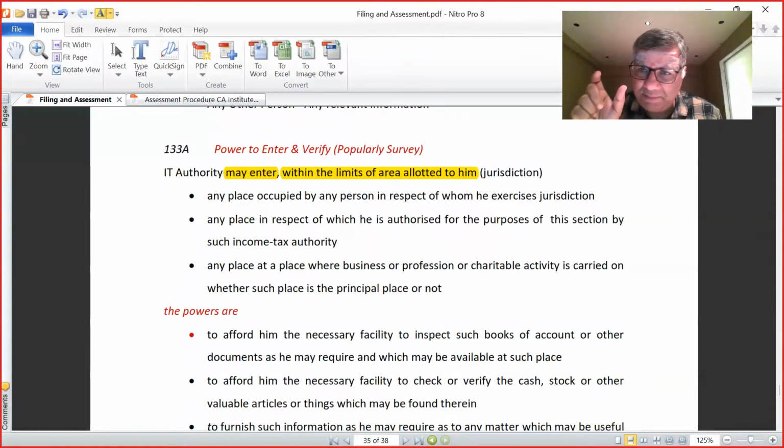The income tax authority who is having jurisdiction over Nungambakam can enter our institute premises anytime, a place where business or profession or charitable activity is carried on, whether it is a principal place or not. Any place in respect of which he has authorization.